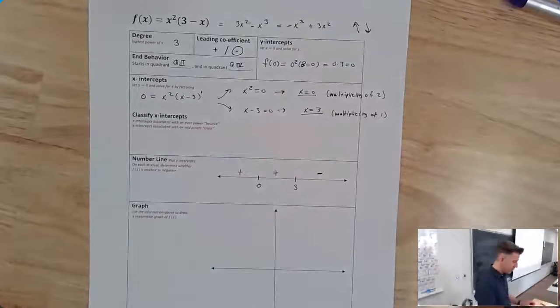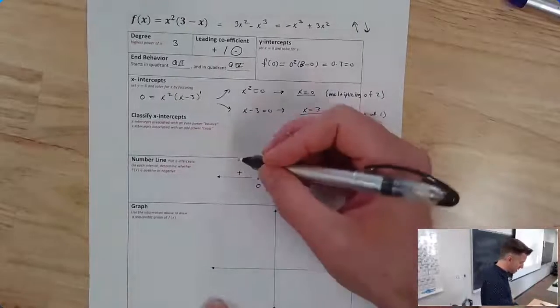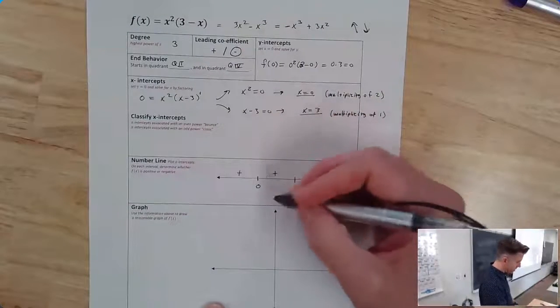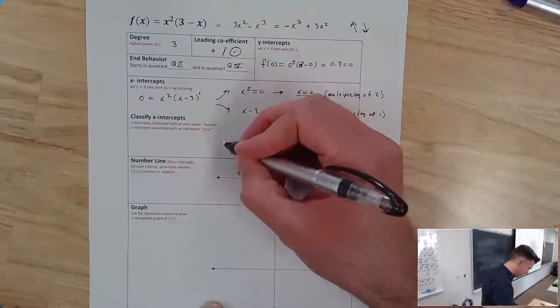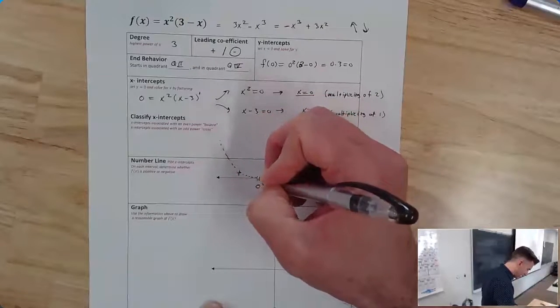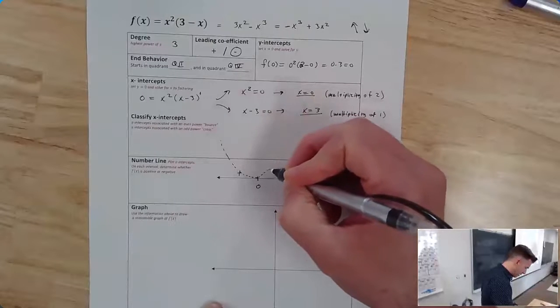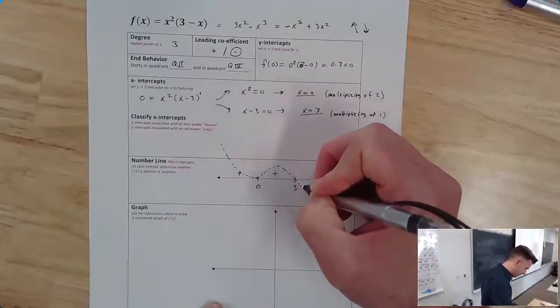So what's going to happen is our graph is going to be above the x-axis over here, above the x-axis over here, and below the x-axis over here. So it might look something like this. I'm not really going to, well, I'm going to kind of graph it. It's going to do that. It's going to hit the x-intercept, and then it's going to hit this x-intercept, and then it's going to do that.